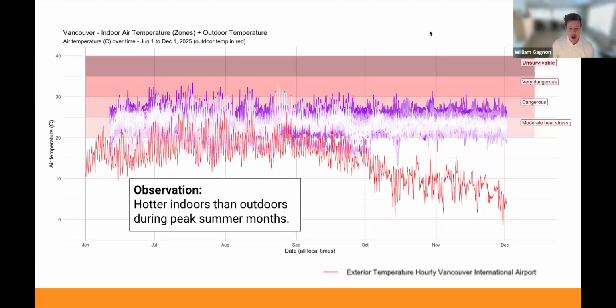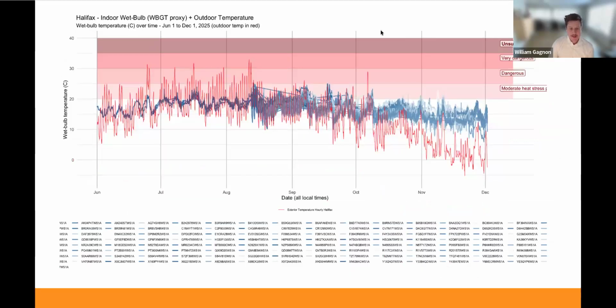But basically, hotter indoors and outdoors during peak summer months, which reinforces the need for shades and better ventilation and whatnot. So this was in Vancouver. This is in Halifax. This time, this is wet bulb temperature.